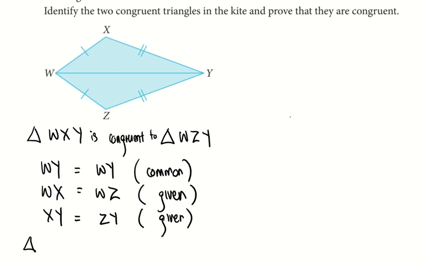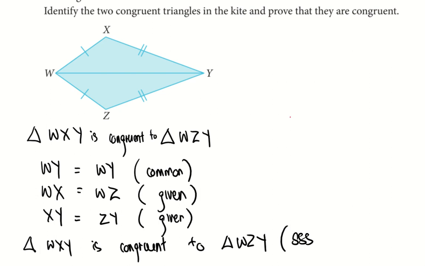Alright? So triangle WXY is congruent to triangle WZY. What is the reason? SSS. Alright? Then we are done.